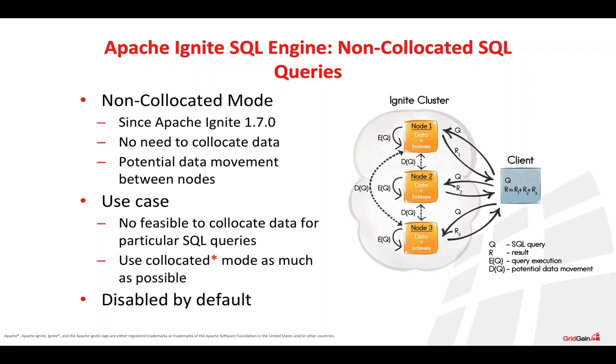So here you may face performance bottlenecks, depending on the amount of data that may be moved and transferred among the nodes. This is the reason why you should use this mode only for scenarios when you are absolutely sure that there is no way to collocate data and to execute in collocated mode.